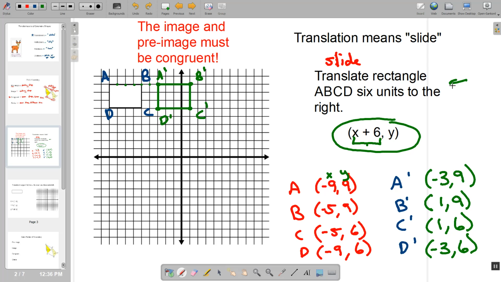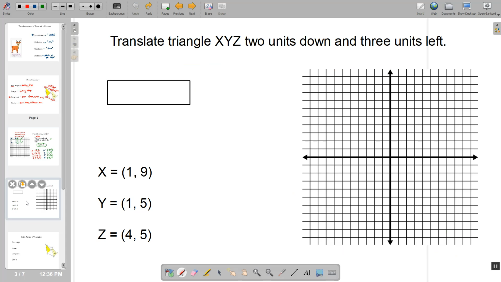Now, most of the time, you're going to see it in words. But a lot of times in IXL, they try to write it this way. Just remember, it is not any different than what you've been doing. Let's do one more example.